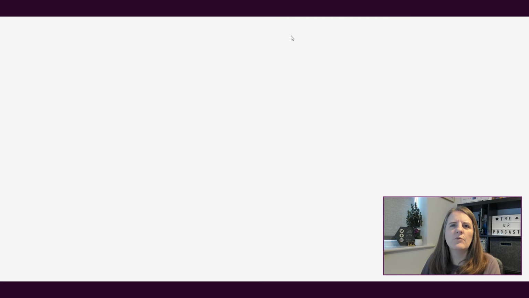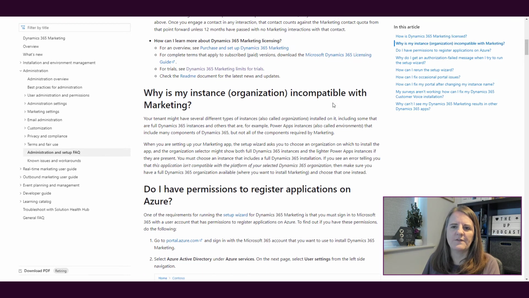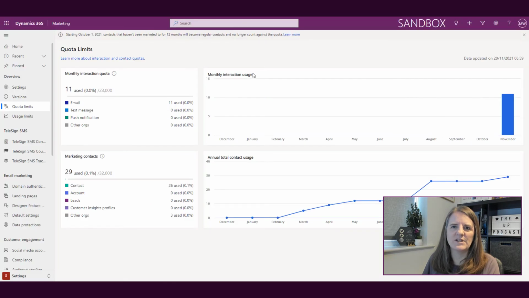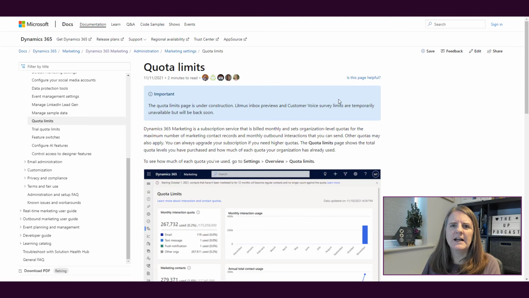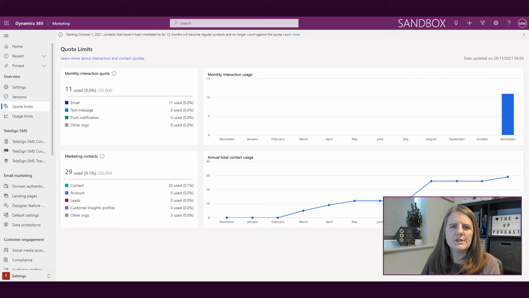So we can click on learn more and we can see more information, and this talks about the licensing and how things count towards your quota, that sort of thing. So you can get access to the frequently asked questions from up here. And then again, we've got another link here, and that talks about quota limits and explains everything further as well. So it's great to see that we finally got something back within the product itself to be able to see how many emails you've sent, how many contacts you've been sending stuff to, because that was missing for quite some time. So this is good.